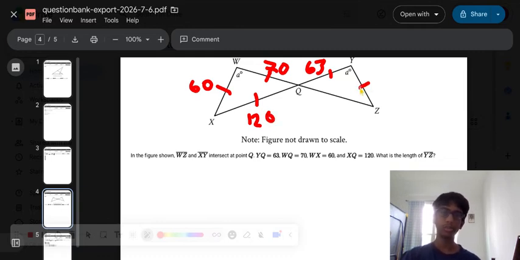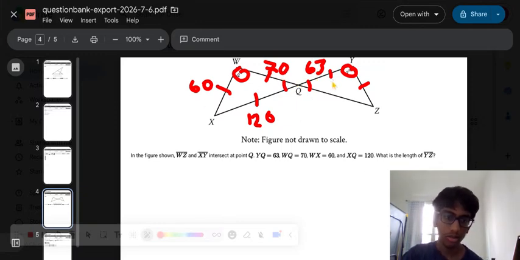So what we are going to be using here is vertical angles. So we know that this angle and this angle are the same because they're vertical angles. We also know that we have two angles that are equal. In other words, as I was saying earlier, if you have two angles that are the exact same, you have a pair of similar triangles. And if you have similar triangles, that means that they're proportionate. In other words, if you see here 63 and 70, right?